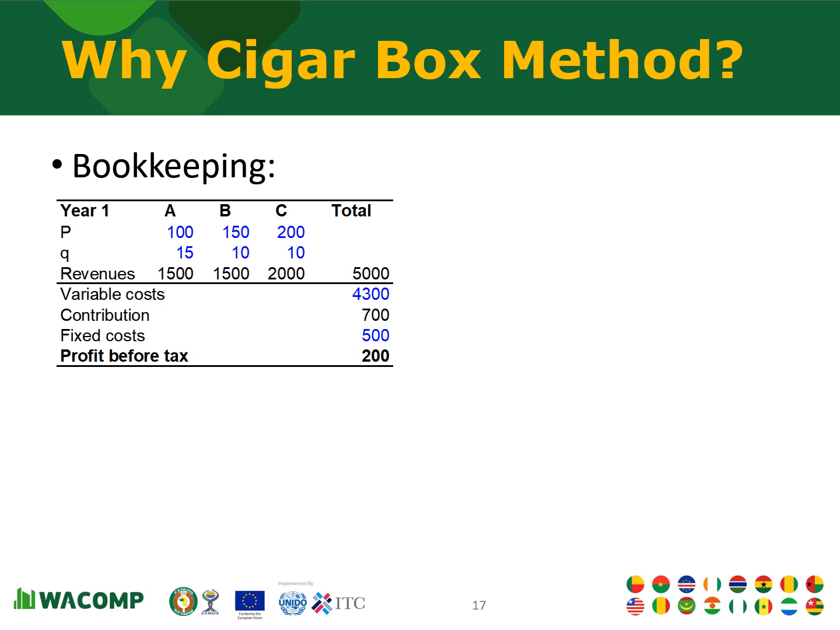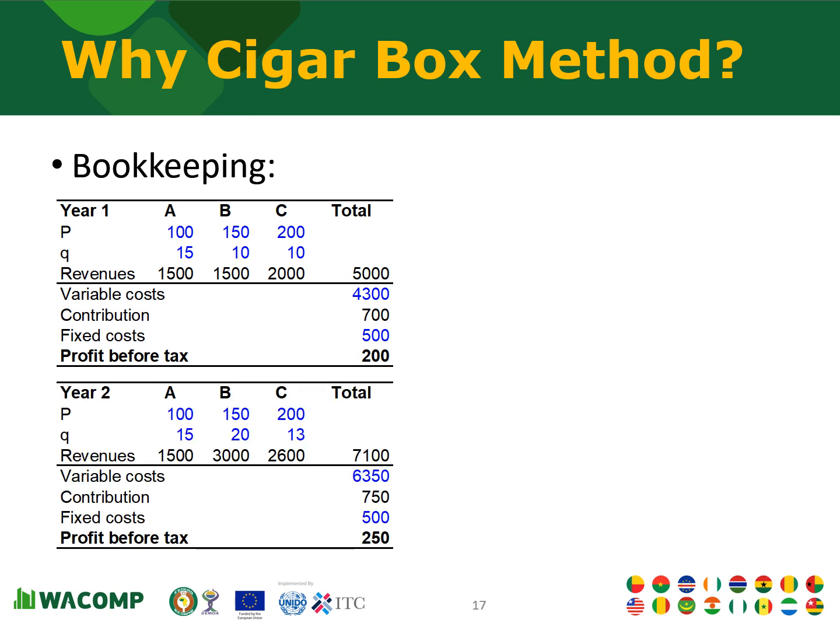You see that? Take a few seconds to understand the table. In year 2, the company receives more orders for B, 20 units instead of 10, and for product C, 13 units instead of 10. And as you can see, revenues go up, variable costs go up, the fixed costs remain the same, and the profit increases to 250.